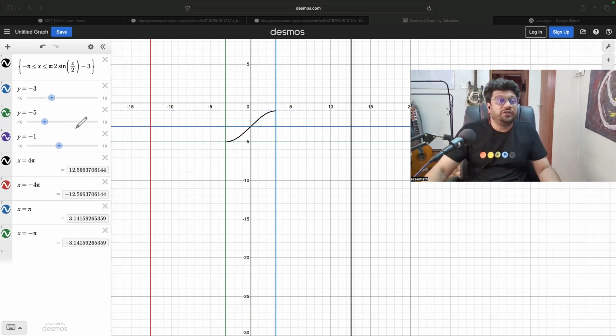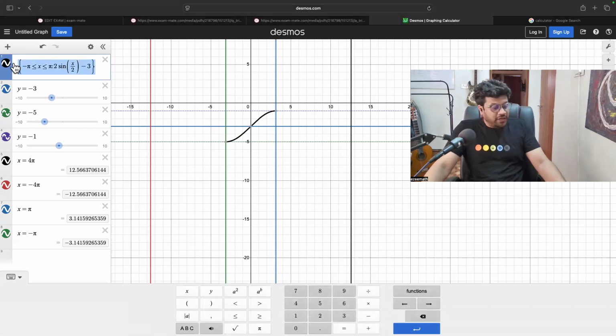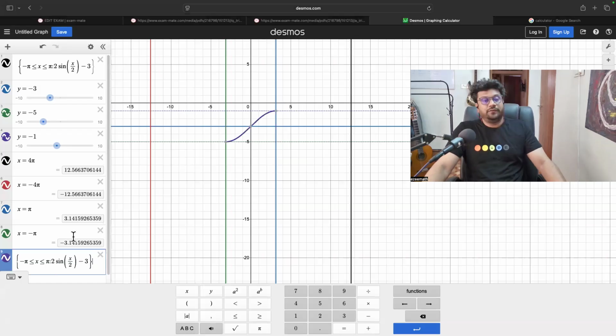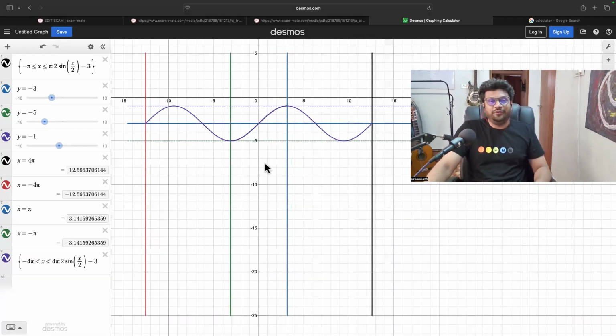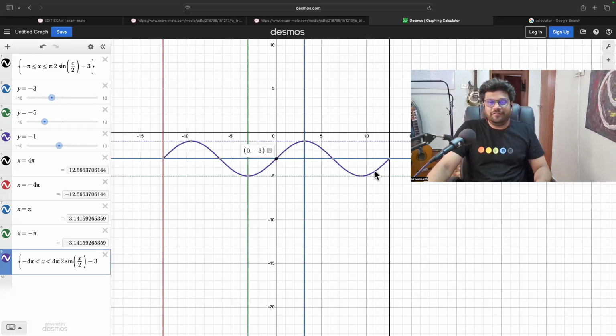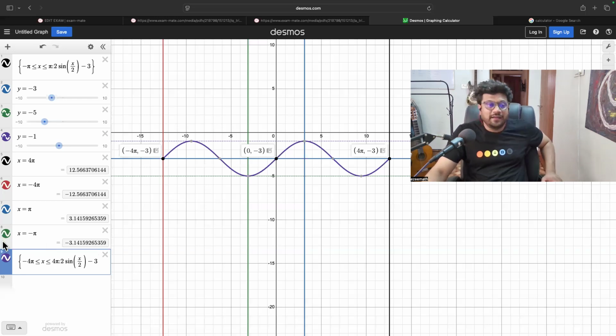I would actually want to show you what it looks like between minus 4 pi and 4 pi so that you're not confused with the way I am sketching it. There it is. Like I told you, one whole wave between 0 and 4 pi, another wave between 0 and negative 4 pi. But since you only want it to be between minus pi and pi, there it is. Only this much of it.